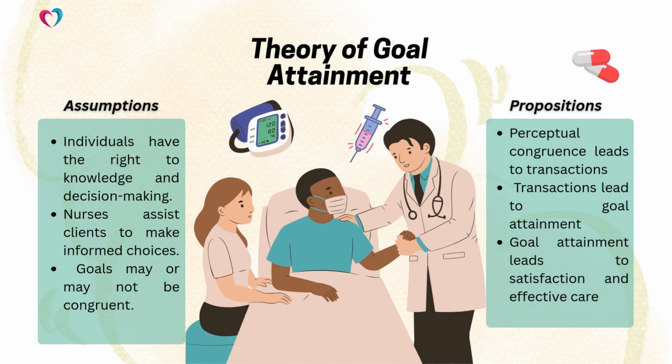After understanding the main ideas of the theory, let's talk about its assumptions and propositions. The assumptions are like the foundation. King believed that every person has the right to know about their condition and be part of the decision making. The role of the nurse is to guide and help the patient make informed choices. She also pointed out that sometimes the goals of the nurse and patient may not fully match, but that's part of the process of working together.